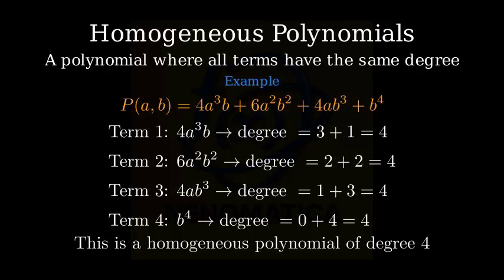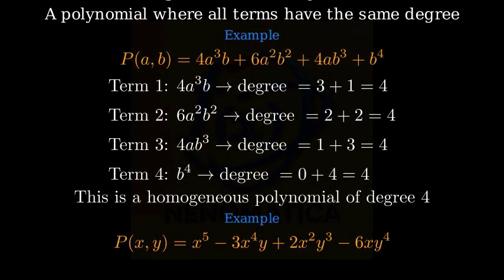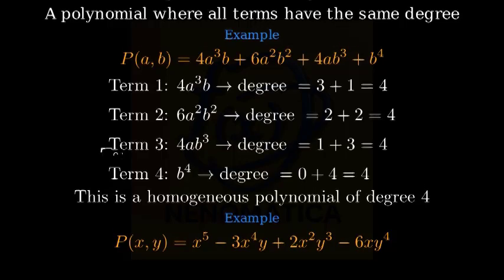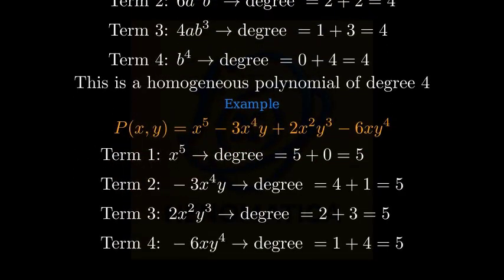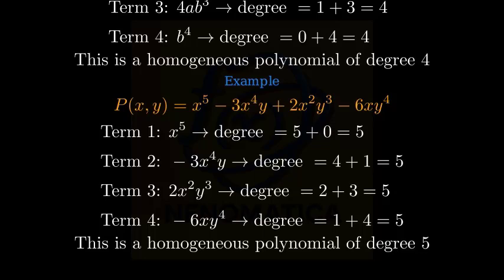Let's look at another example. Here we have p of x, y equals x to the fifth power minus 3x to the fourth power times y plus 2x squared y cubed minus 6x y to the fourth power. Again, let's verify if this polynomial is homogeneous by checking the degree of each term. Again, we can see that each term has the same total degree of 5. So this is also a homogeneous polynomial, this time of degree 5.